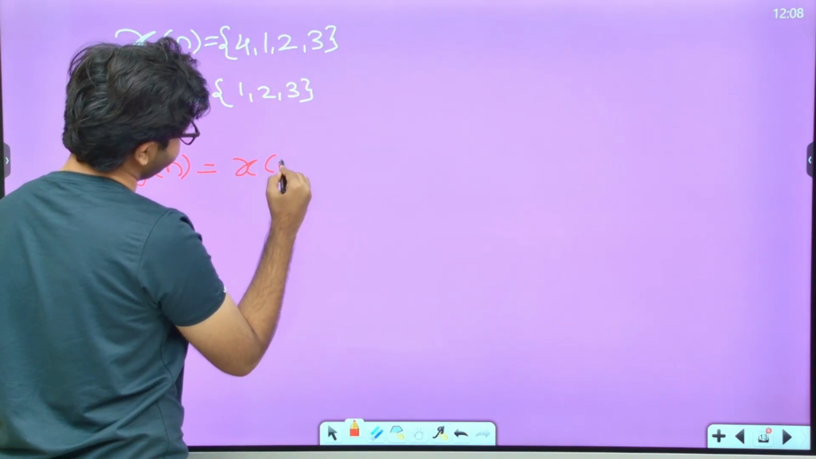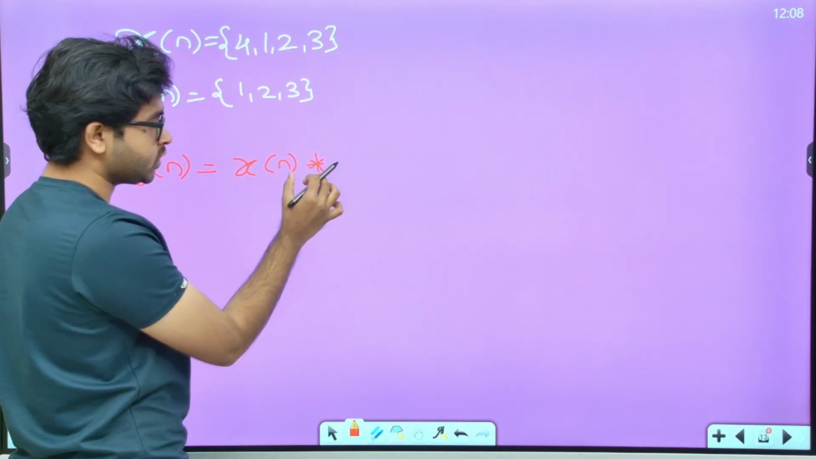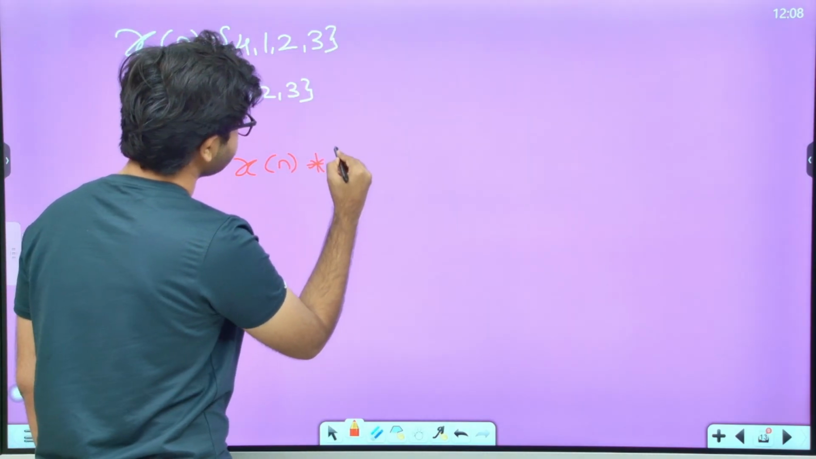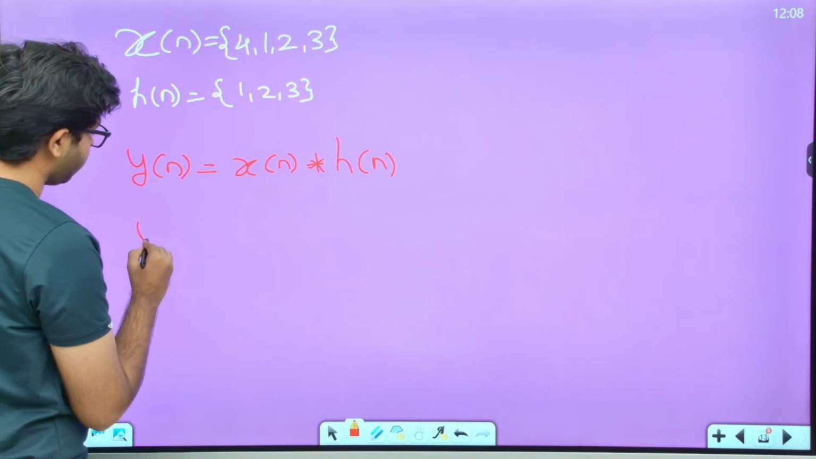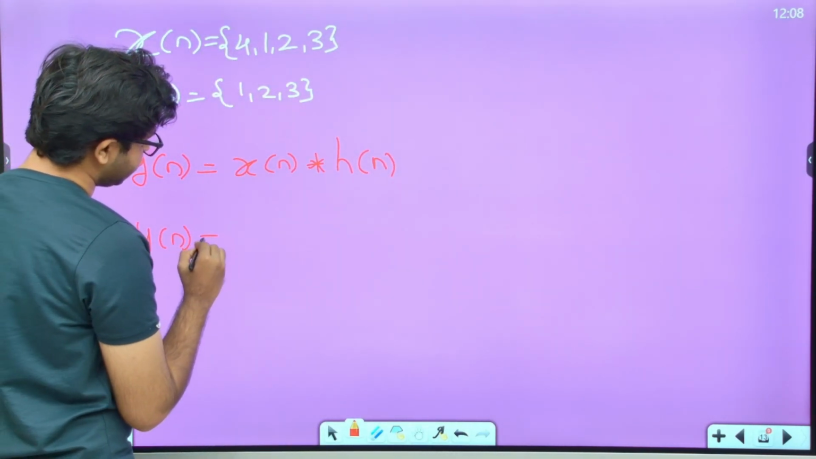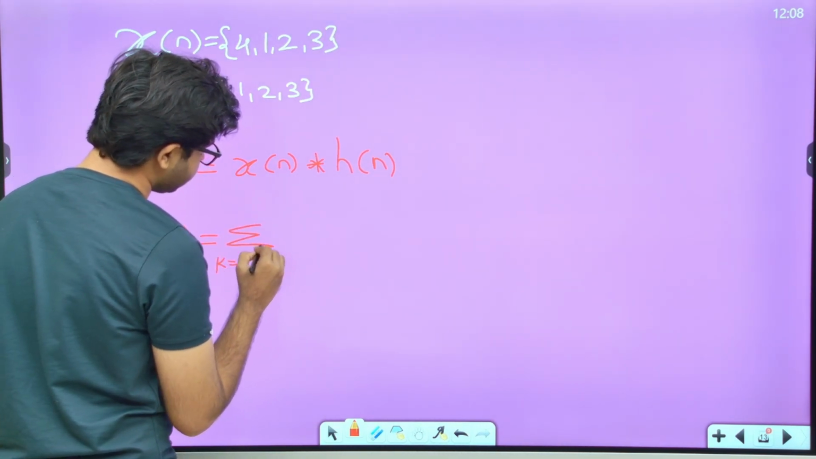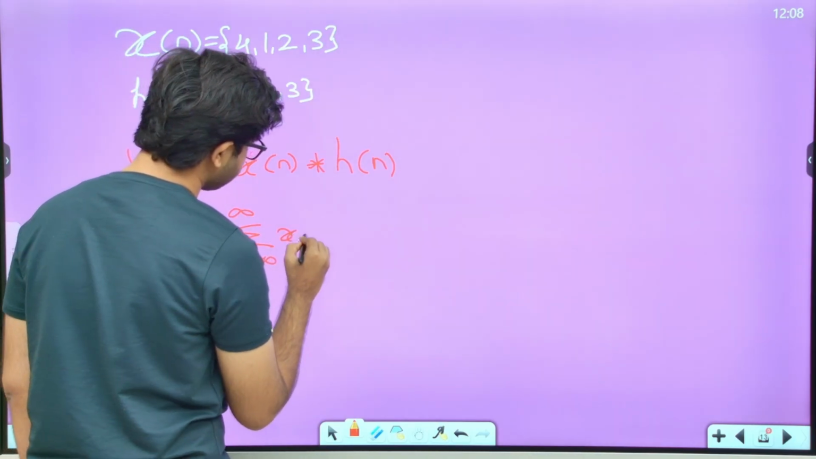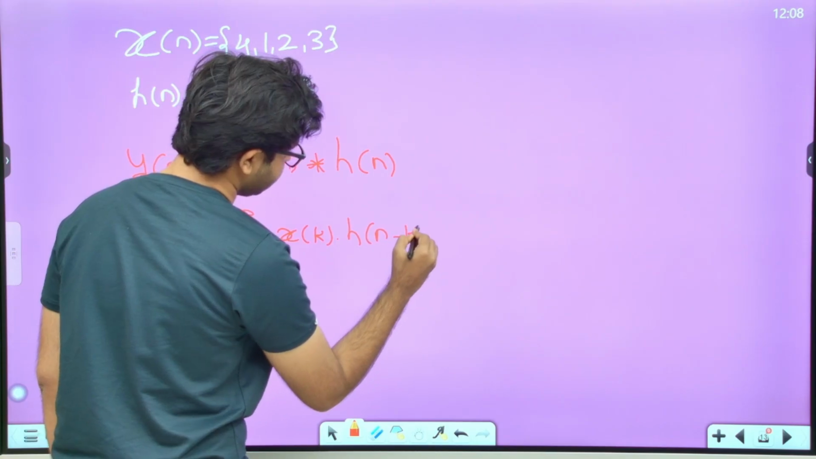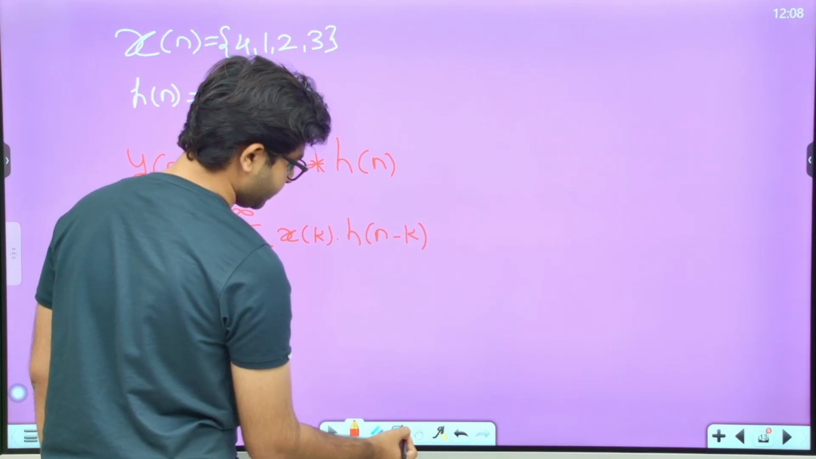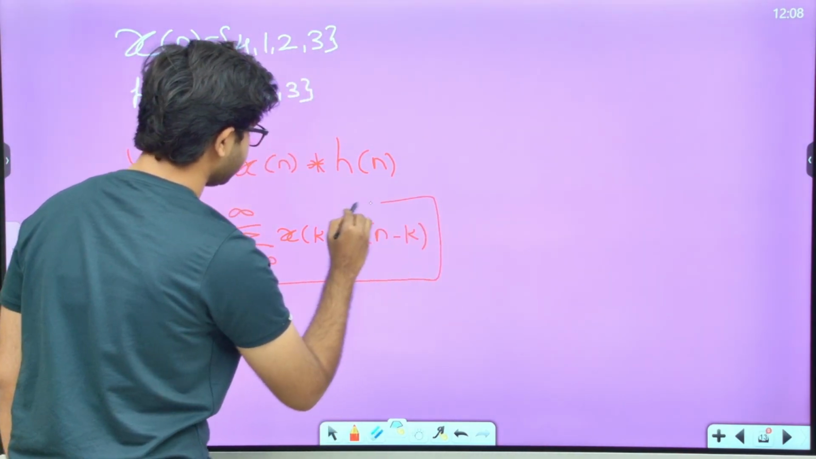And how do we write it? x of n convolved with h of n, where the asterisk is the sign for convolution. And we know the formula of y of n: as these are discrete sequences, it is the summation from k equals minus infinity to infinity of x of k h of n minus k.